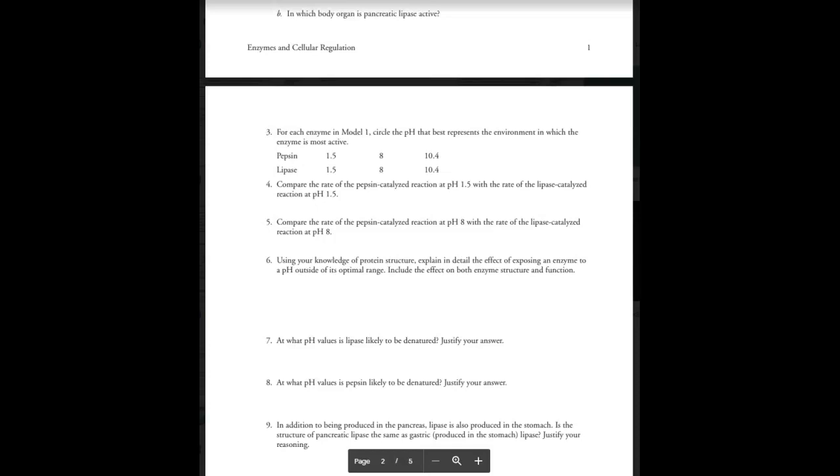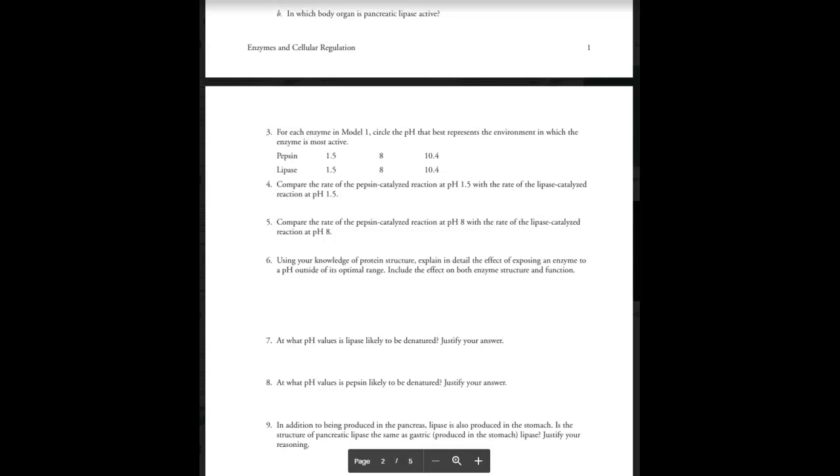Okay, at number 7, I would say 0 to 4 and 12 to 14, because this is where it has 0 rate. So we know for sure it's denatured there, right? For sure. And for 8, I would say 5 to 14, because again, that's where the rate is 0. So we know it must be denatured there.